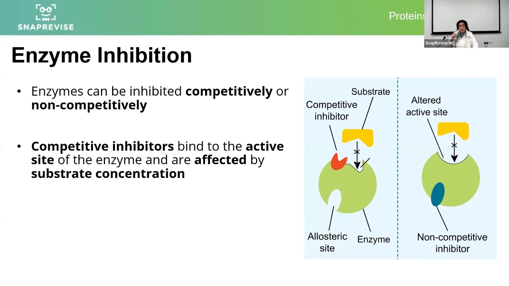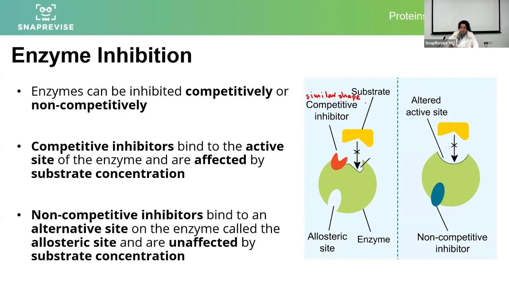So what does that mean? It means that they will often have a similar shape to the substrate, right? Because otherwise, how could they bind to the active site if they don't have an at least partly complementary shape to the active site? So they physically block, they physically compete with the substrate for the active site.